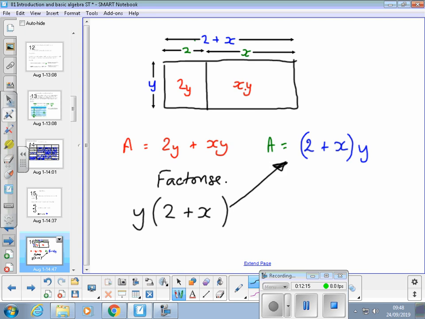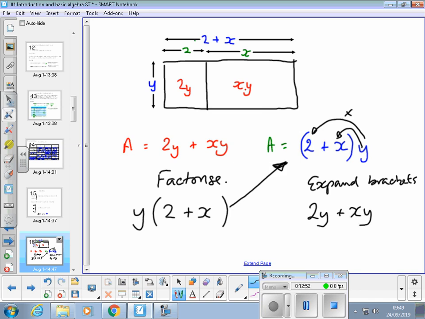What about if we multiply out the brackets? Let's call it expand that expression. What do we do when we expand the brackets? Yeah, we do y times 2, we do y times x. So what do we end up with? 2y plus xy. So they're just different ways of writing the same thing. We're manipulating it so that we can do something else with it.